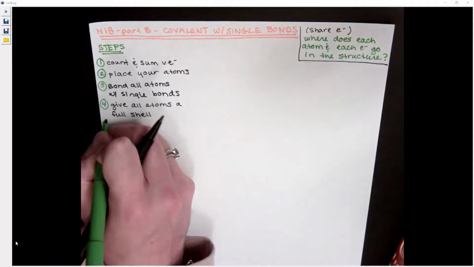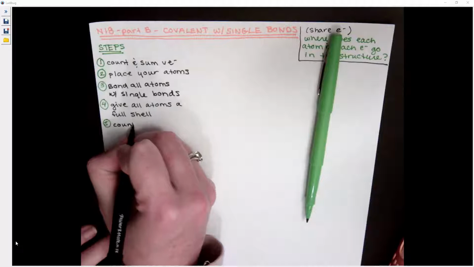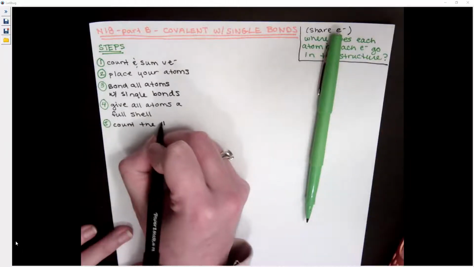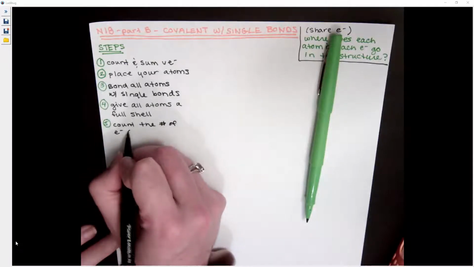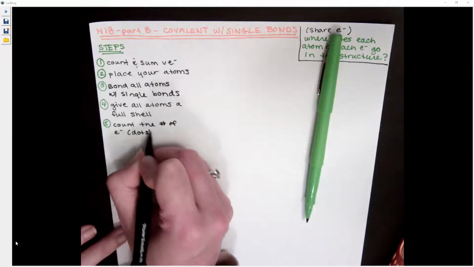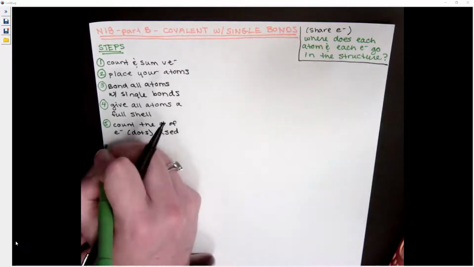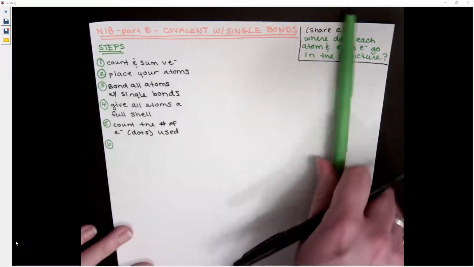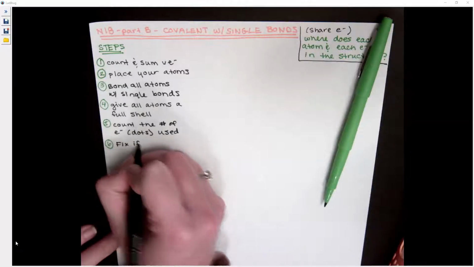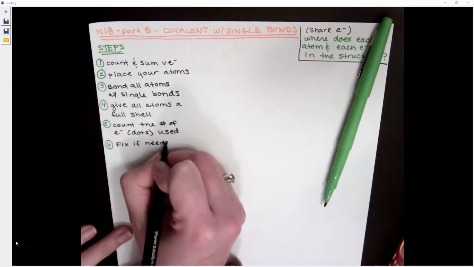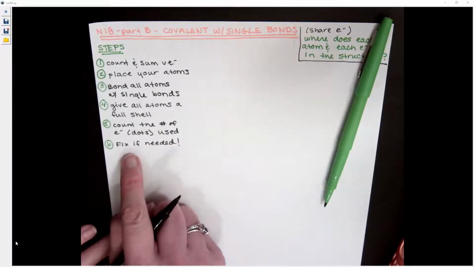Step 5. Count the number of electrons, right? Those are our dots, used. And then step 6, fix if needed. That's what we'll work on another day. That's when we use our double or triple bonds.